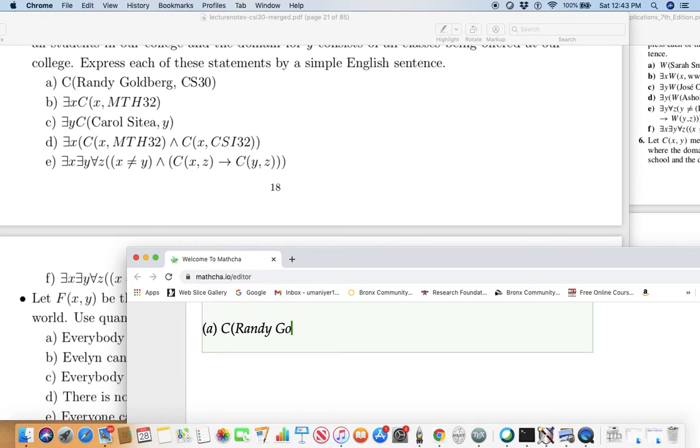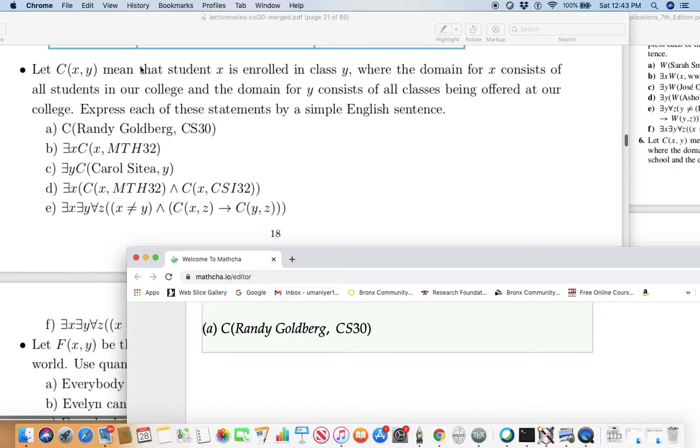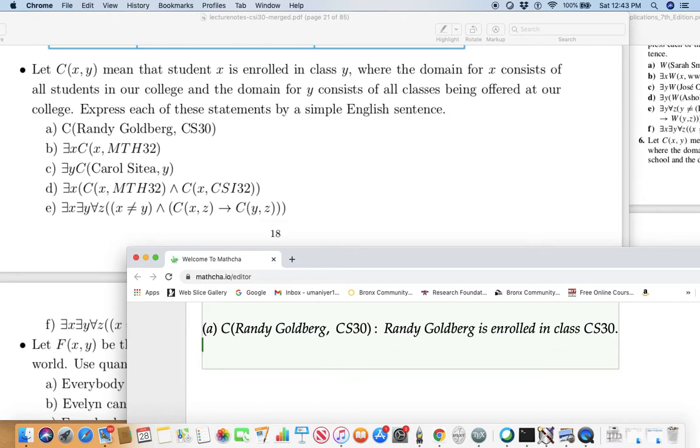C(Randy Goldberg, CS 30). What does Cxy mean? It means student X is enrolled in class Y. This means Randy Goldberg is enrolled in class CS 30. That's all it means.